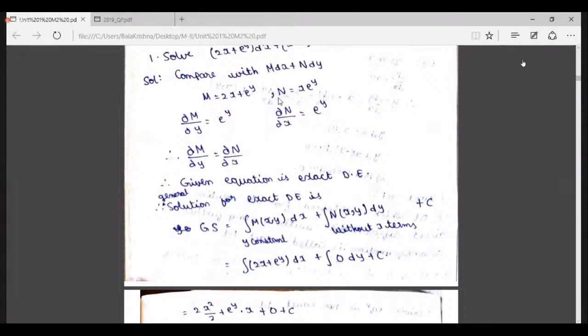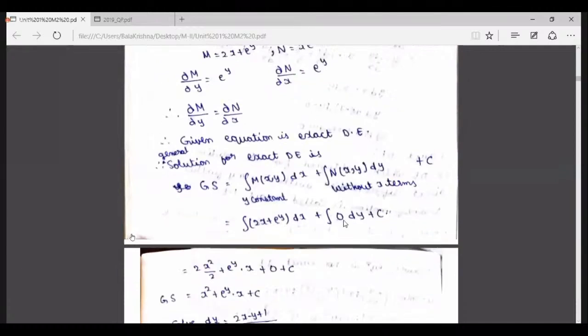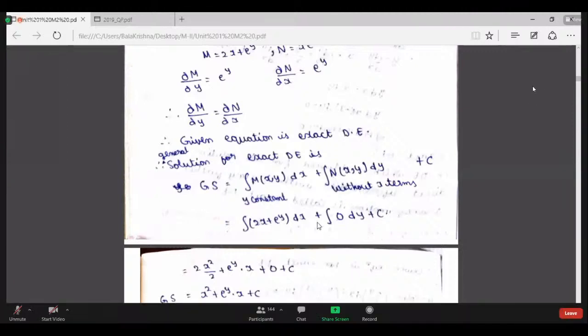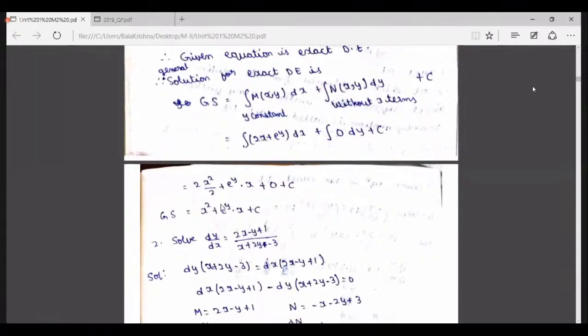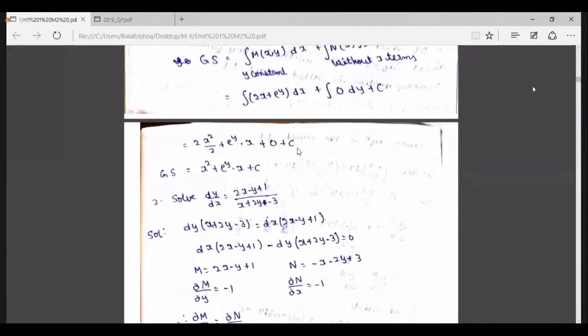So therefore, in this n function, there is no other term which is free from x. So we'll consider it as 0. There are no terms which are free from x. That is the reason here n is considered as 0 and integrated. So the integration of 2x is 2x square by 2 plus e power y. As we said, y should be treated as constant, so this e power y is treated as constant. So the integration of dx is x, and this is 0. Like this you will be having.